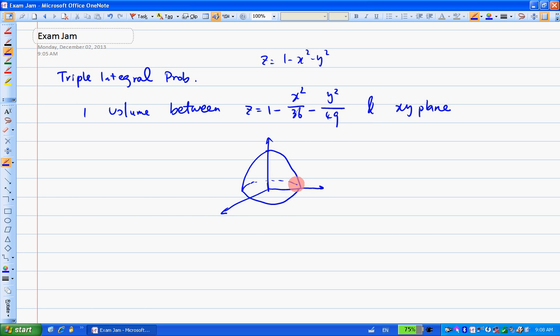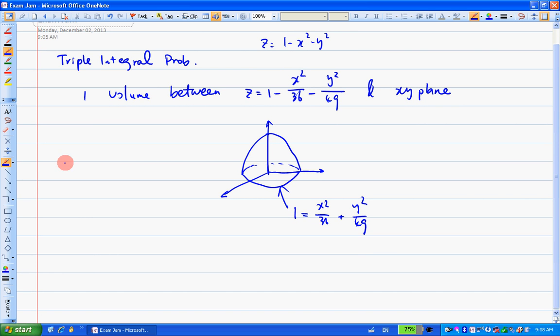And it'll intersect the xy plane with a certain shape. When you set z equal to 0, that's what it looks like where it intersects the xy plane. In the lecture example it's a circle. But here, when you let z equal 0, you get 1 equals x squared over 36 plus y squared over 49. So that's actually an ellipse, and that's the difference. So this bottom curve is 1 equals x squared over 36 plus y squared over 49. Now we're looking for the volume.